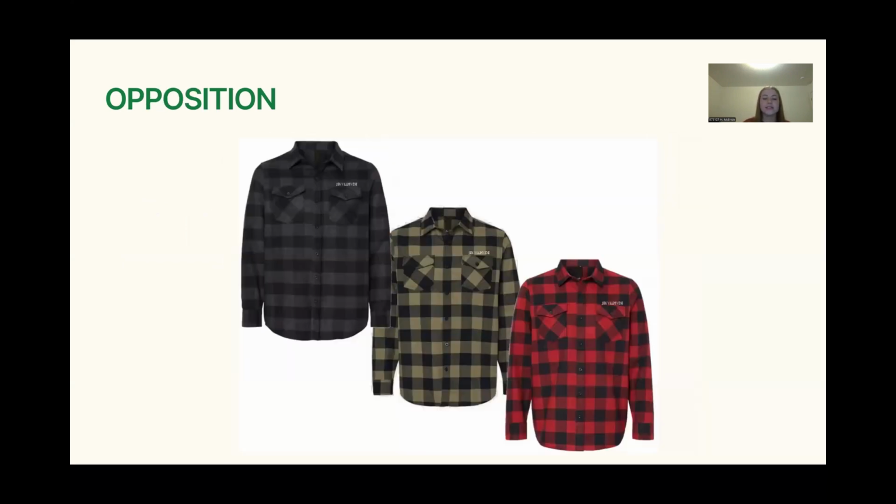Opposition is the direct contrast of patterns, which can be created through perpendicular lines that create right triangles through the use of black and white or complementary colors. Opposition is mostly seen in fashion through plaids or flannels.